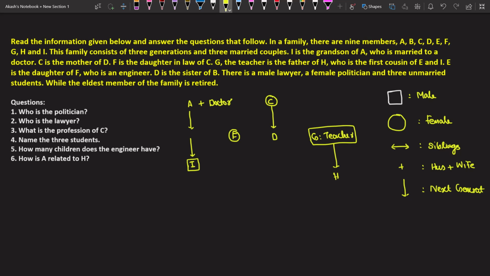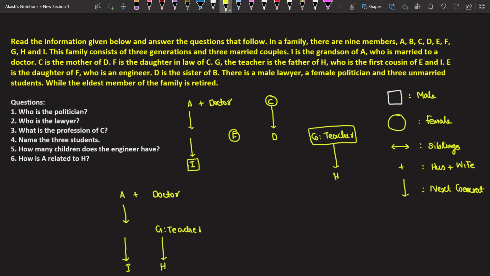So what can we write? A is married to a doctor. We don't know this particular relation. Since I is the grandson, we know that I and H are first cousins. So G is also a part of this particular family.